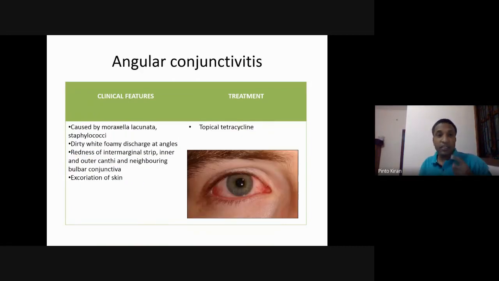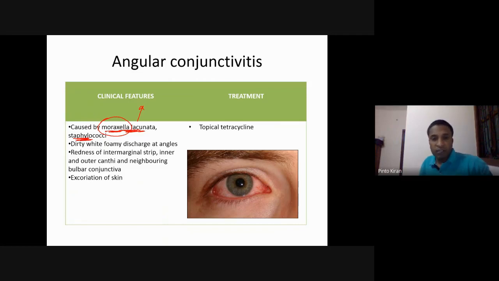So coming to the third form of conjunctivitis, which is very common, again, it's an angular form of conjunctivitis. Here, the only organism which causes the angular conjunctivitis is the Moraxella lacunata. You have to remember this. And also the Staphylococcus, out of which Moraxella is the most common cause for angular conjunctivitis.